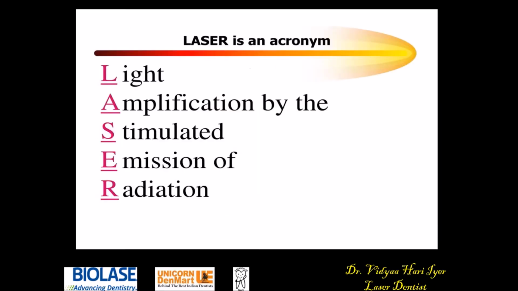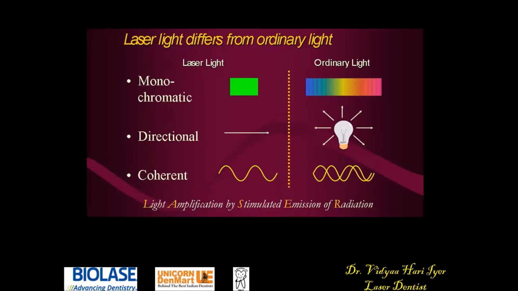So what is laser? Laser is nothing but light amplification by the stimulated emission of radiation. Laser is an acronym, and this acronym has thrown light on 5 very important aspects. So when you look at why laser light, we are talking about 3 C's. We say it is monochromatic, it is collimated, and it is coherent. And that is why it is different from an ordinary light.